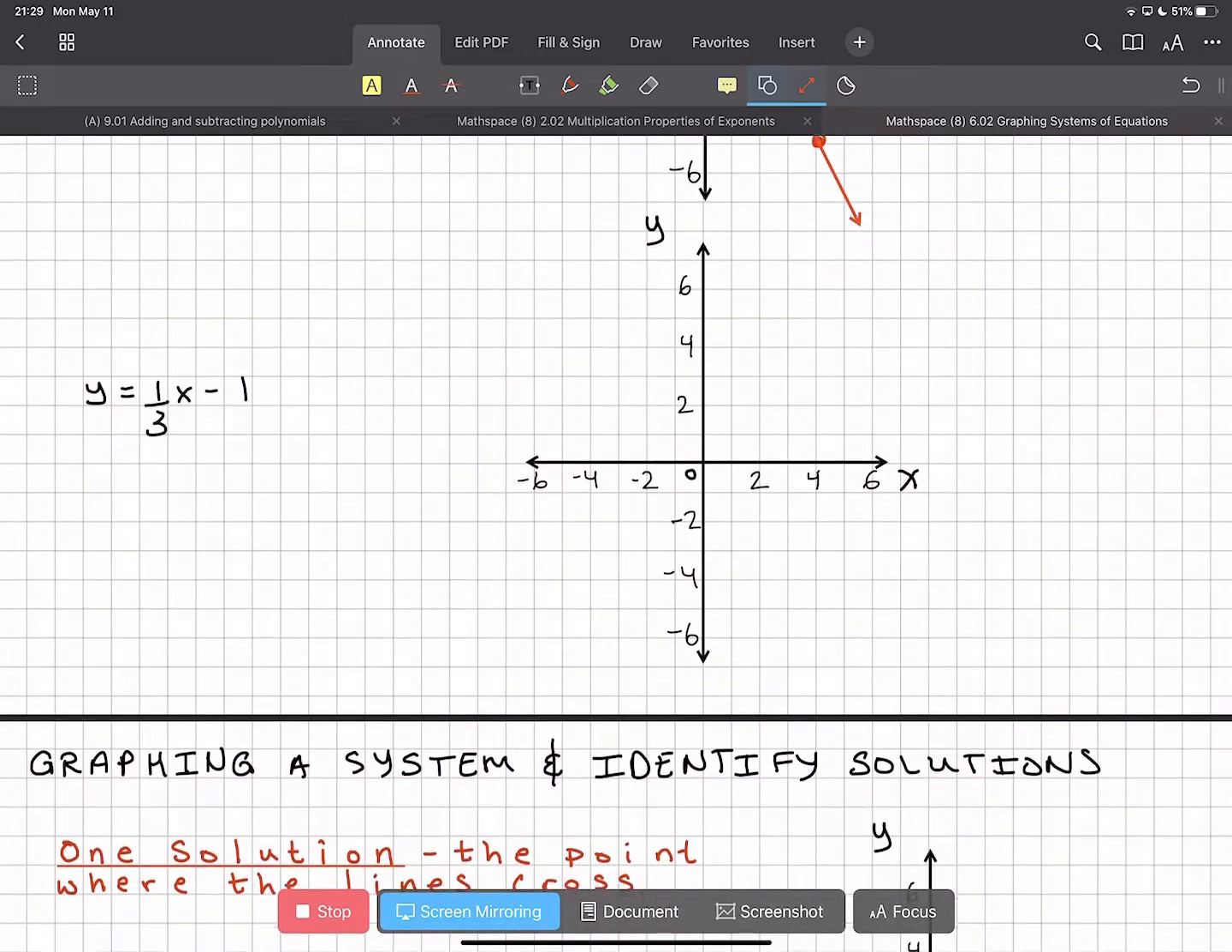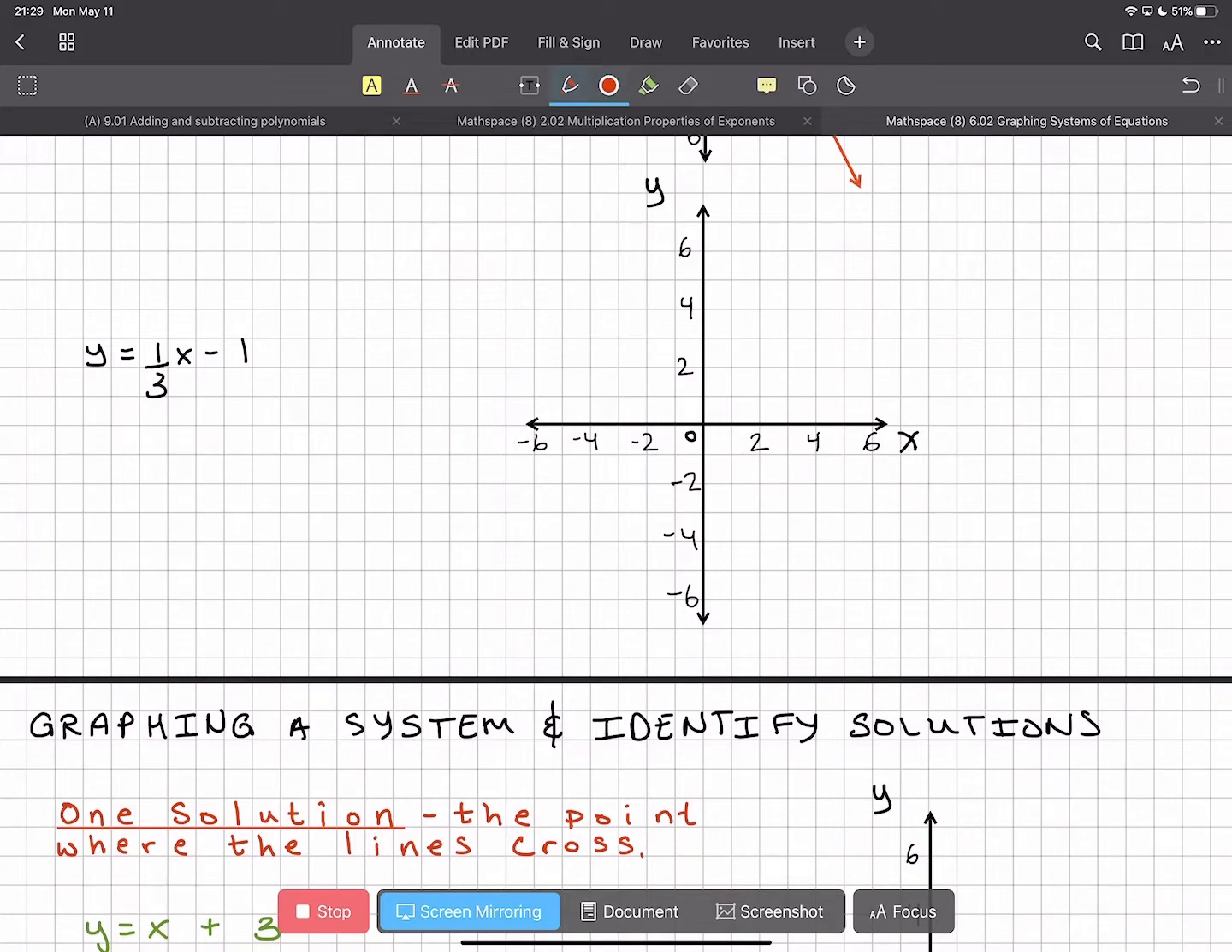The next equation that we're going to graph is y equals 1/3 x minus 1. In this problem, the slope is 1/3, which means up 1, right 3. My y-intercept is negative 1. Again, I like to start with the y-intercept, which is at negative 1 on the y-axis. So I'm going to place my point there. And then I'm going to use the slope to find the next point.